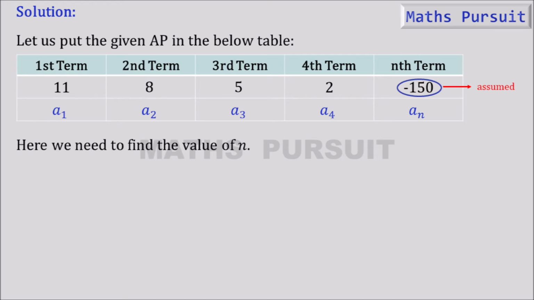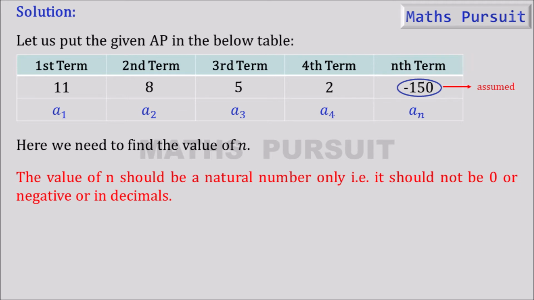Now here we need to find the value of n. The value of n should be a natural number only, that is it should not be 0 or negative or in decimals. You could see that it is first, second, third, fourth. That means the position of any of the terms is not 0 or negative or a fraction. For that reason we should always get a natural number for the value of n. If we do not get a natural number, then definitely minus 150 is not a part of this sequence.